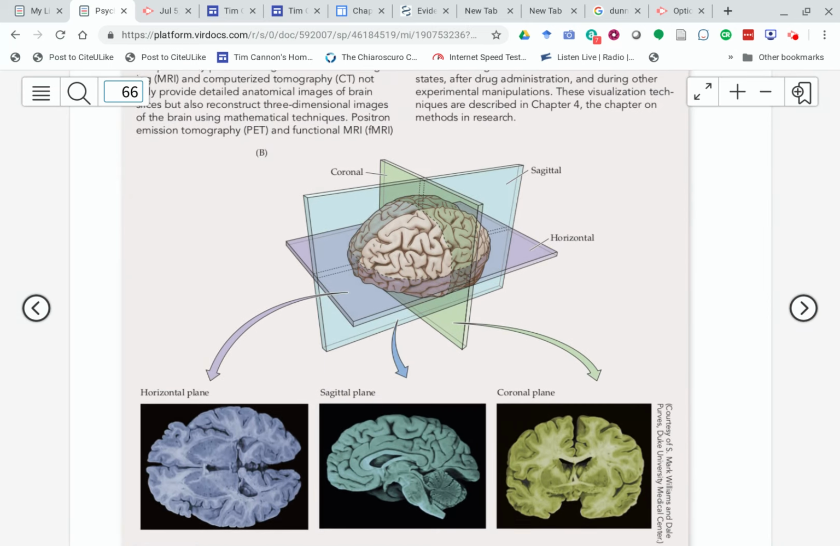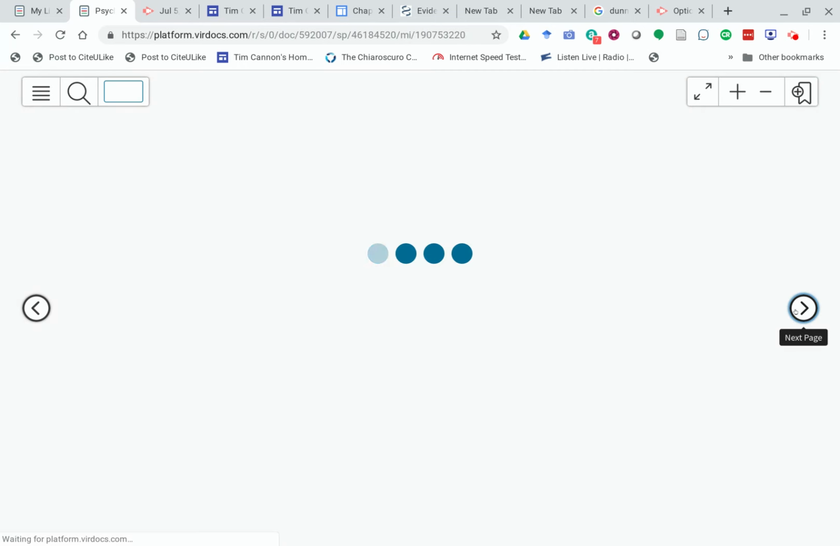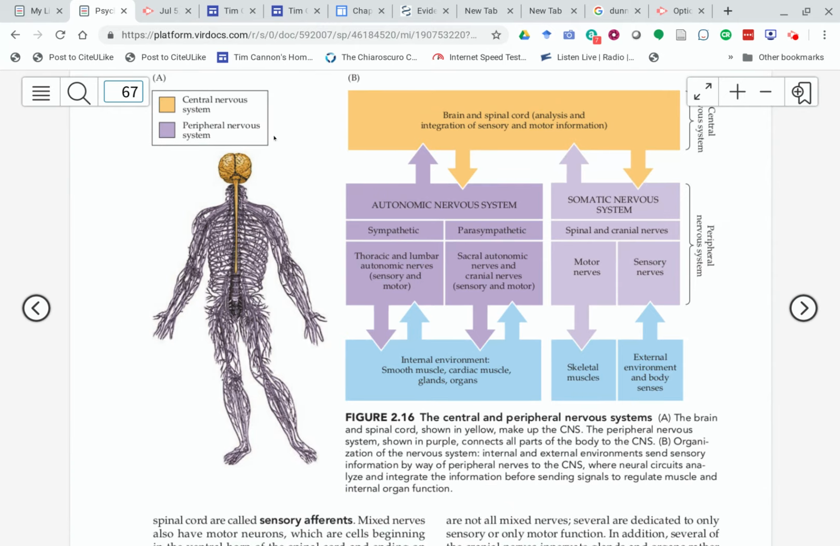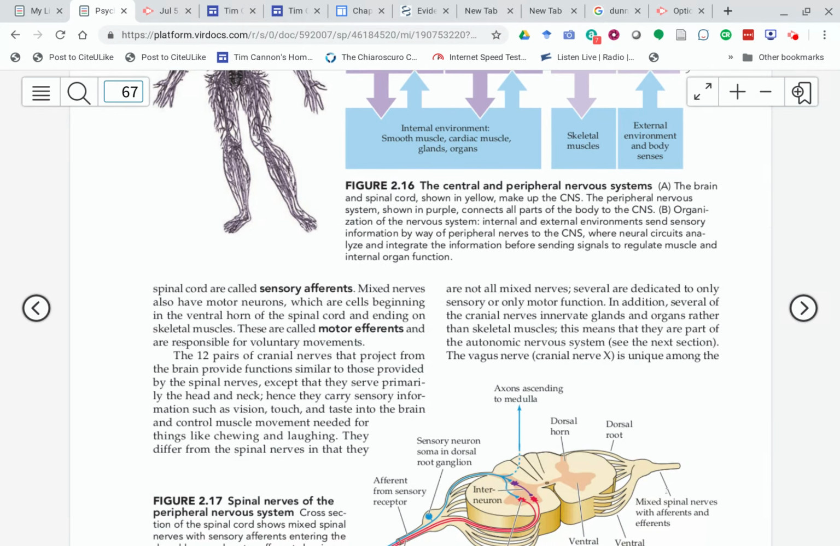And then there's the planes of section, subdivisions of the nervous system. This is a brilliant figure here. A lot of textbooks get this wrong. Notice where the spinal cord ends. There's the spinal cord. It's ending at the upper curvature of your lower back. Down here, there is no spinal cord. You will find textbooks that have you sitting on your spinal cord. Wrong, wrong, wrong. So you have central and you have peripheral, and there's all those subdivisions, and that's all fun.